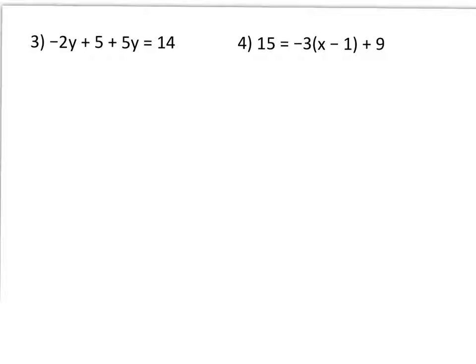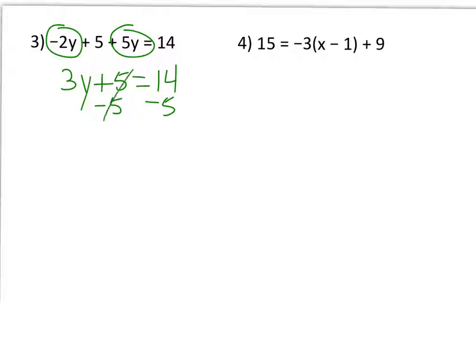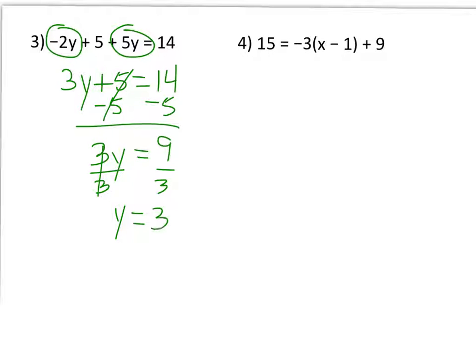Okay, no parentheses, no decimals or fractions in number 3. Negative 2y and a positive 5y. We'll combine those to get 3y plus 5 equals 14. If I'm moving 5 to the other side, I need to do the inverse. So we'll subtract. 3y equals 9. And then finally divide by 3. Y equals 3.